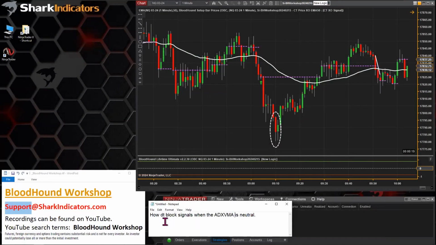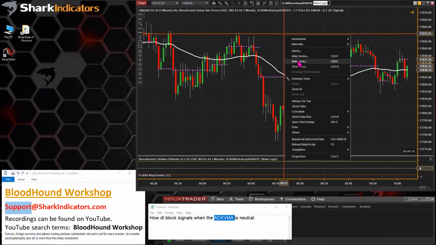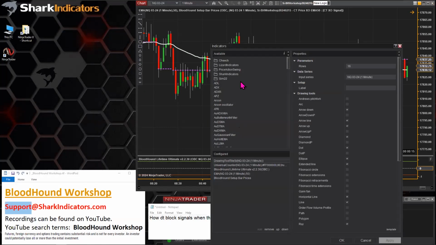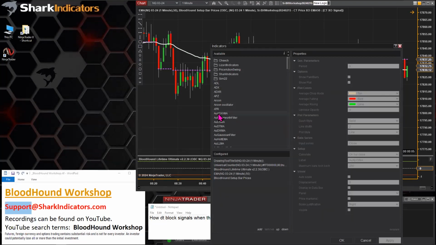All right, next question. How to block signals when the ADXVMA is neutral. All right, so let's get the ADXVMA on the chart. And I'm going to use the Lizard Trader one. I do have this AU one, but I'm not sure where that came from. Probably from Futures.io, Nexus.fi, maybe. I don't know. But I'm going to use the Lizard Trader one. I think that's the one that most people have here.